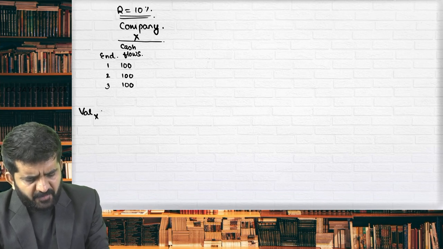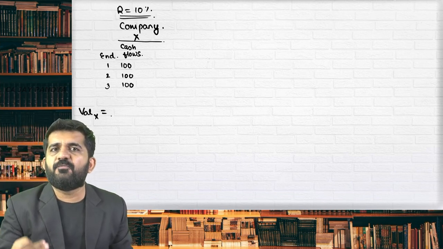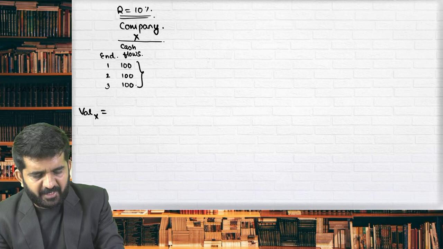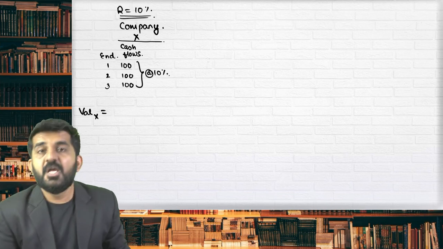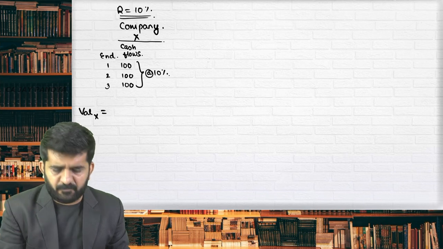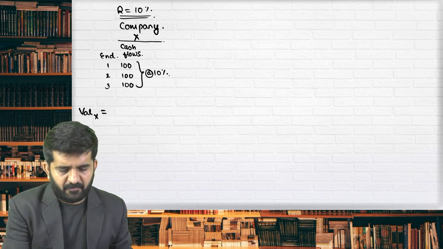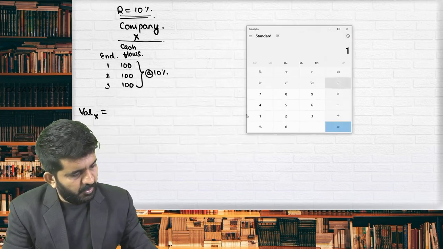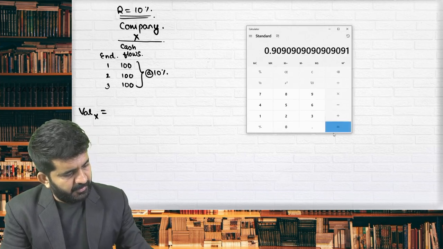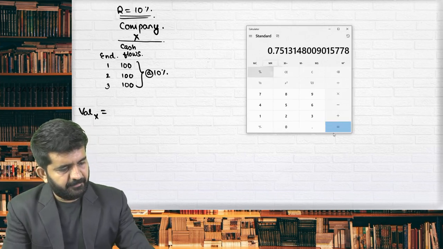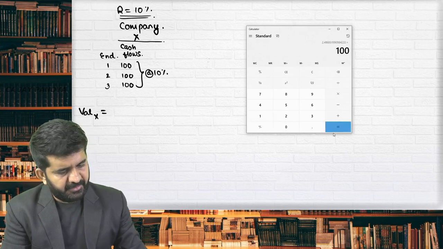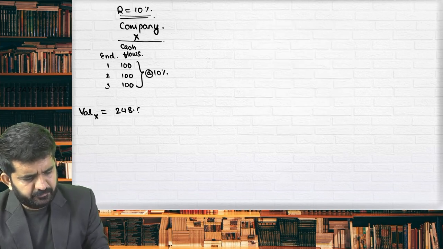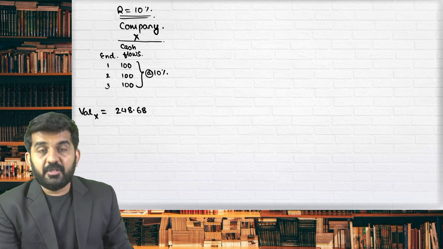Then the value of X is nothing but the present value of future cash flows. How to find out present value? I need to find out present value at the rate of 10%. Now I am assuming after yesterday's lecture you are very comfortable in calculating present value. So 1 divided by 1.10, and so on for each year, multiplied by 100 is my answer, that is 248.68. That's correct.